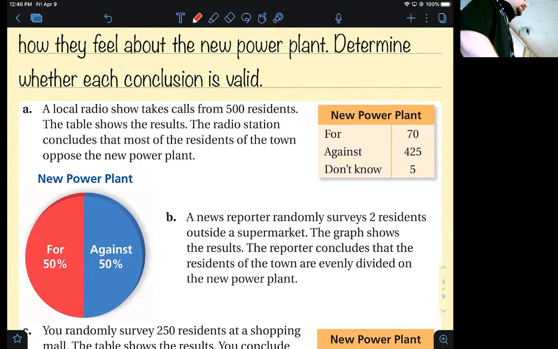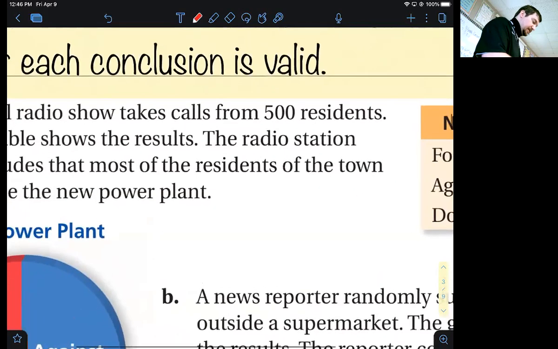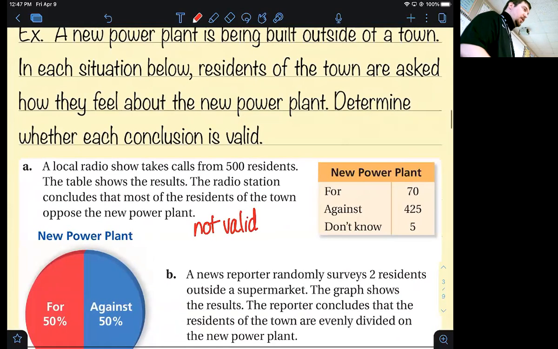Now, I'm not saying that the town doesn't like or does like the power plant. I'm just saying that the way they did the results, I think these numbers are probably a little bit more off than what they're right. Okay, so I'm going to say this is not valid. It wasn't done randomly. They just took callers that called in.